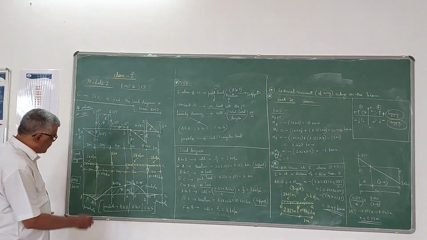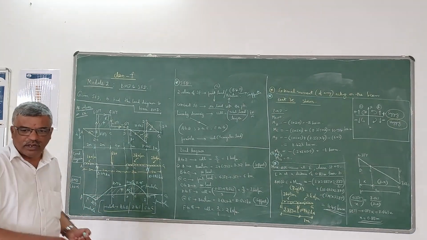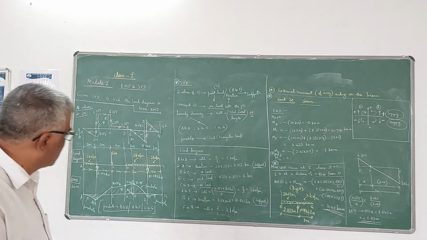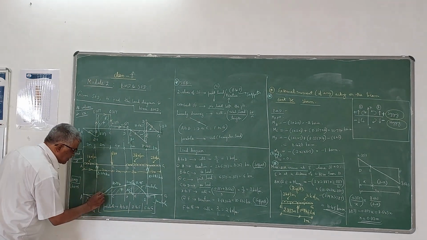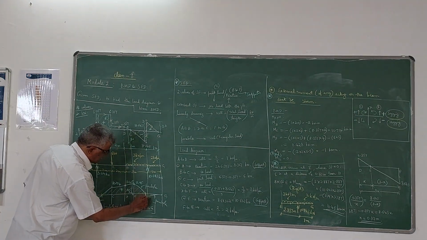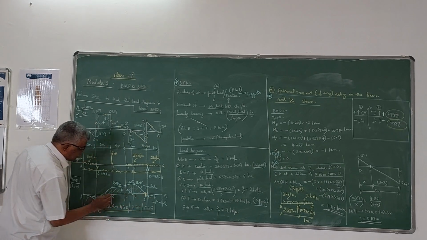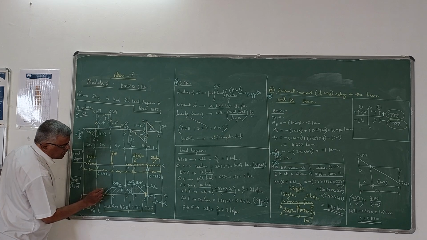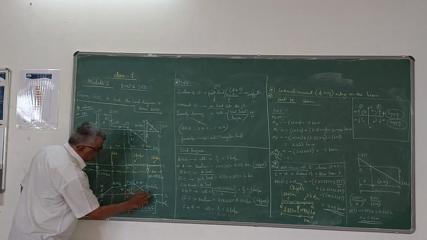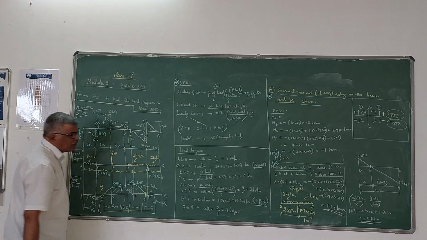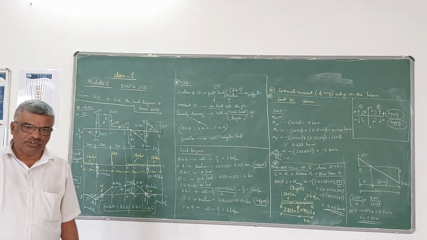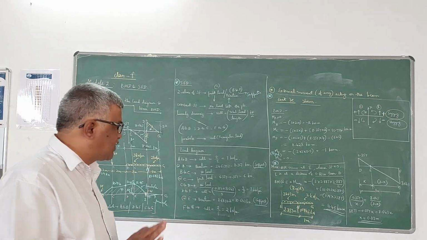Here you can observe in this problem there are 2 points of contraflexion. This is one point of contraflexion, this is another, where the bending moment is 0. Suppose you take this as M and this as N. So M and N are the points of contraflexion. If they ask you to find that, you can find it, otherwise you can leave it.